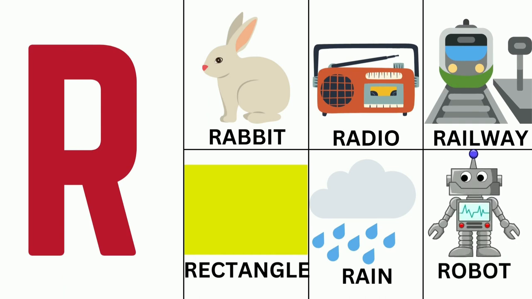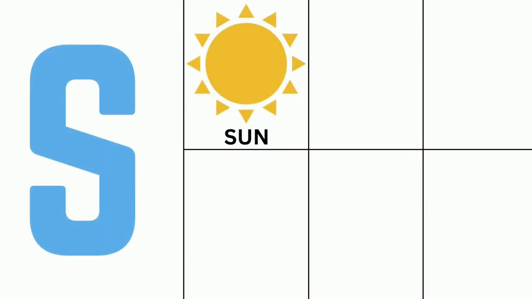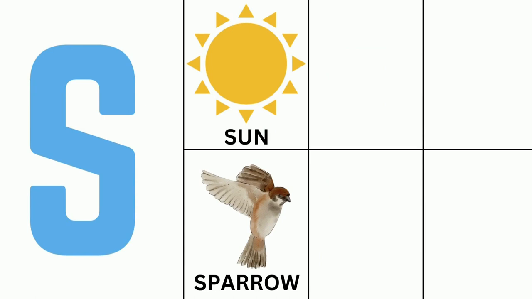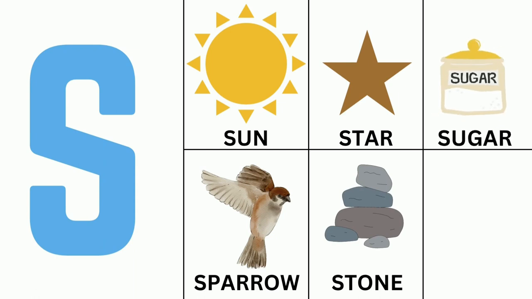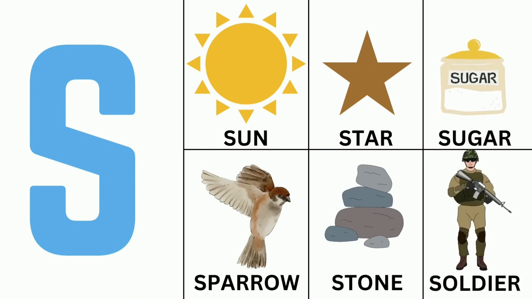R for robot. S. Let's learn the words that start with S. S for sun. S for sparrow. S for star. S for stone. S for sugar. S for soldier.